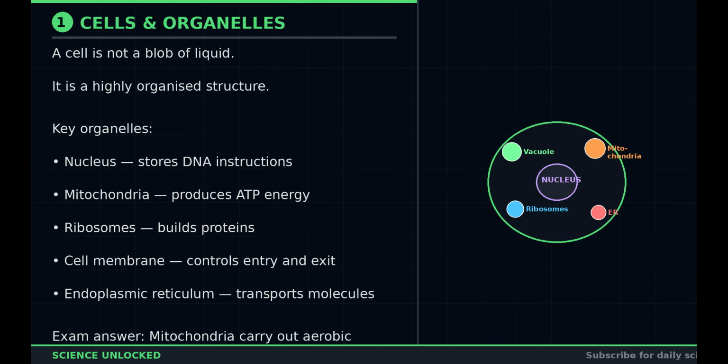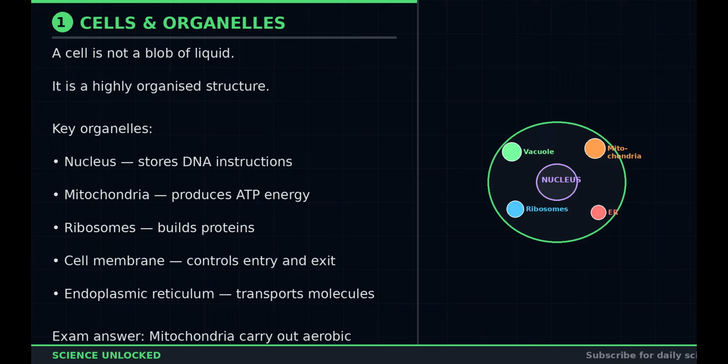Cells. Most students think of cells as tiny blobs of liquid with a nucleus floating inside. That mental image will cost you marks. A cell is an extraordinarily organized structure. It has a membrane that controls everything entering and leaving. It has a nucleus that stores genetic instructions. It has mitochondria that generate energy. It has ribosomes that build proteins. It has an endoplasmic reticulum that processes and transports molecules. Everything has a job. Nothing is random.